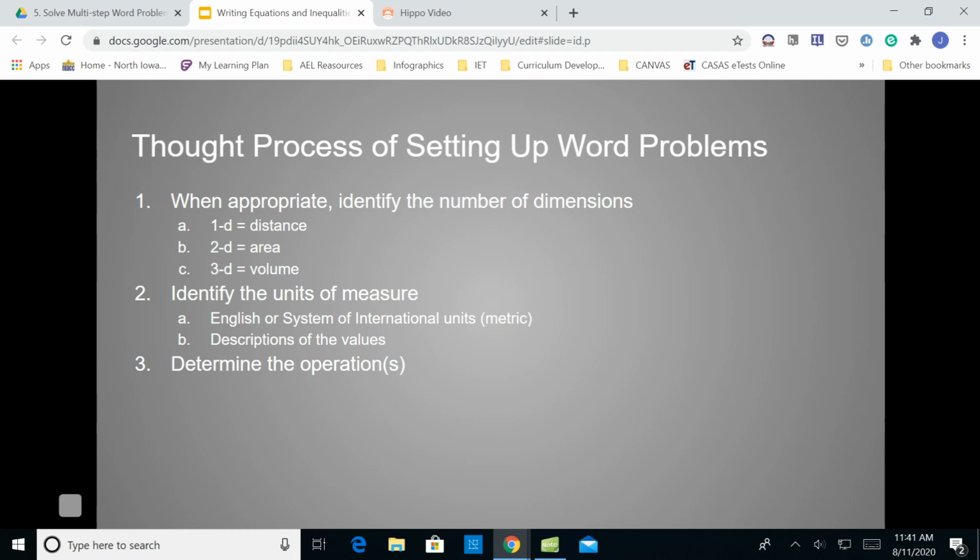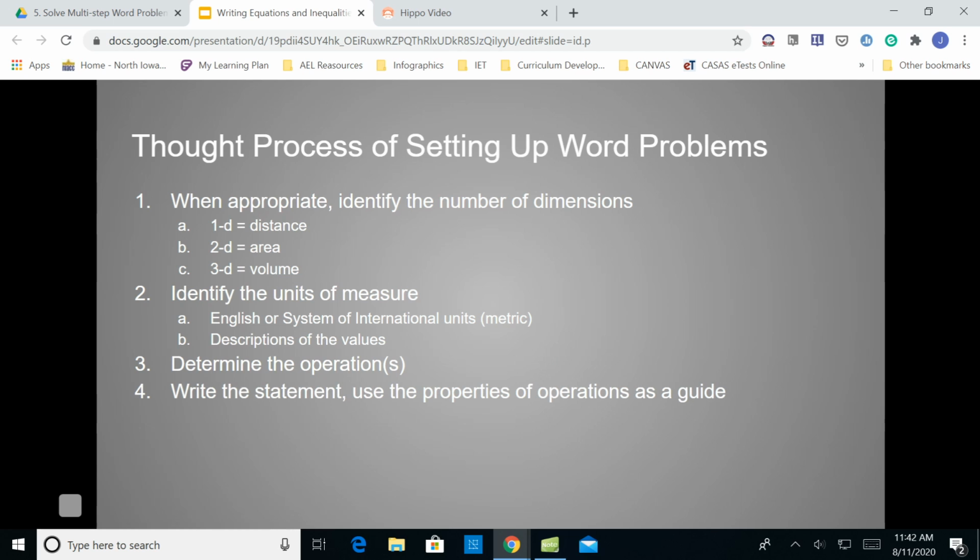From there, I can determine what operations I'll be using. If all of the units are the same throughout the word problem, I'll be adding and subtracting. If any units are different, they'll be multiplying or dividing or both, or there's going to be multiple different operations involved.